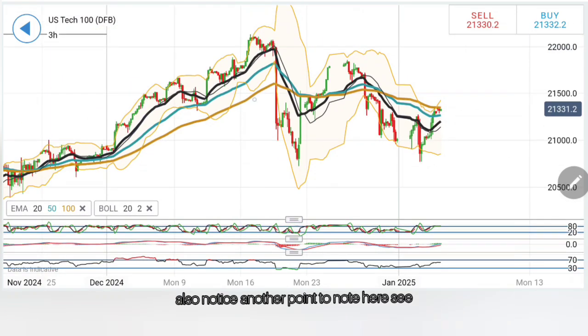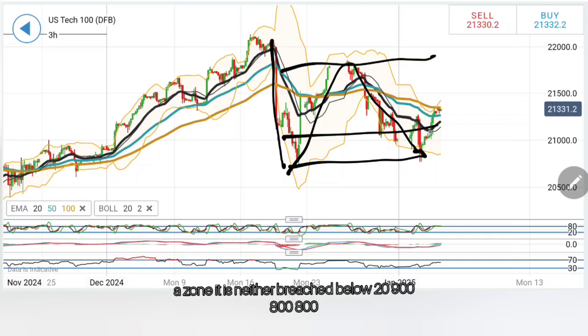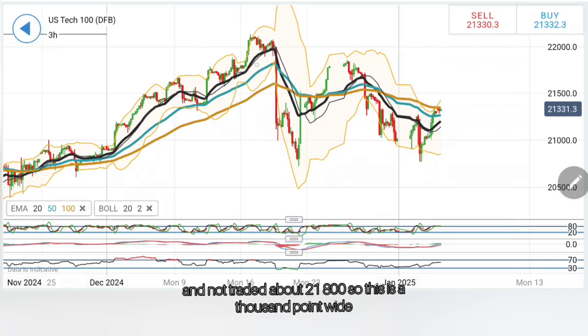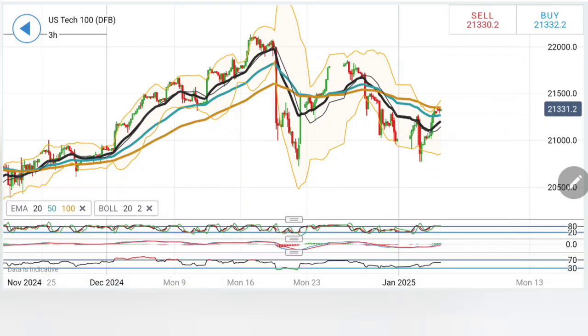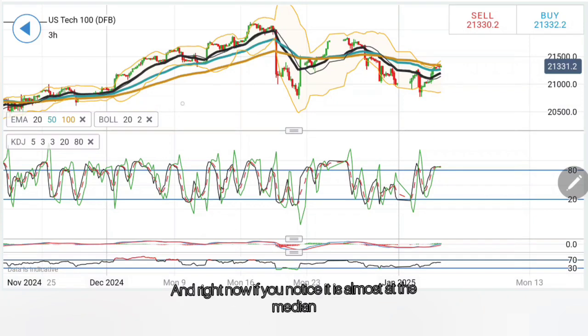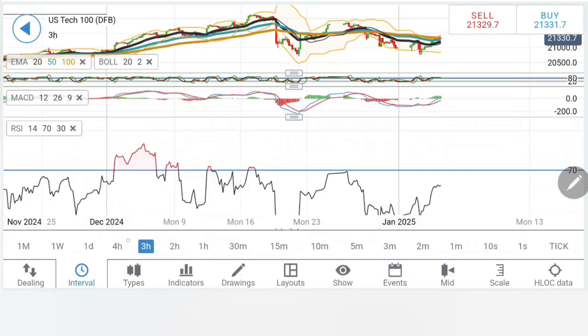Also notice another point here. After this bigger decline, what has happened? NASDAQ 100 is trading in a zone. It has neither breached below 20,800 levels, which is a good support zone, nor traded above 21,800. So this is a 1,000-point wide zone which it has created. And right now, if you notice, it is almost at the median. So this is the median, and from here it will decide the direction it wants to take. Stochastic overbought, MACD rising, RSI comfortable.